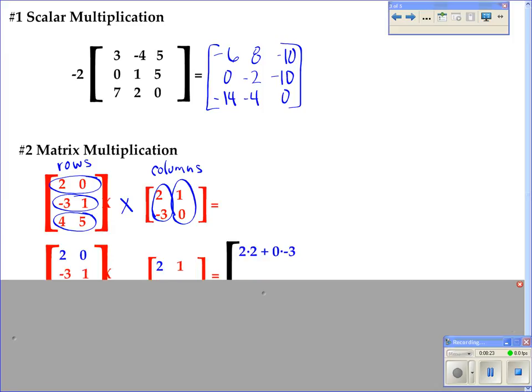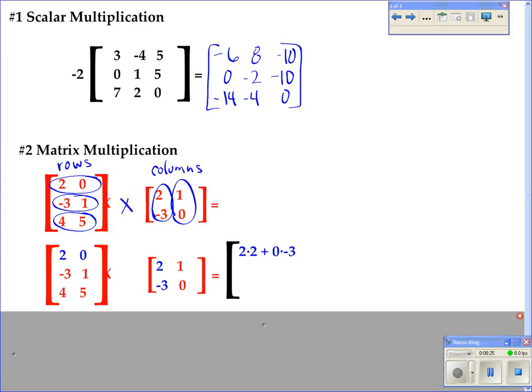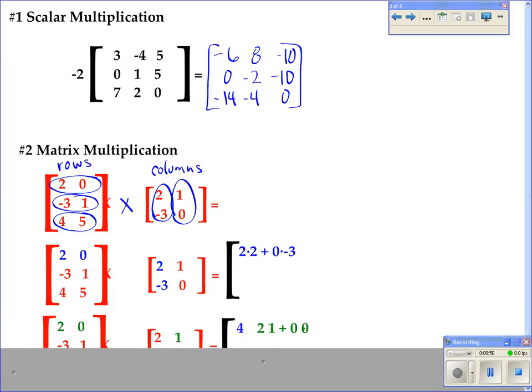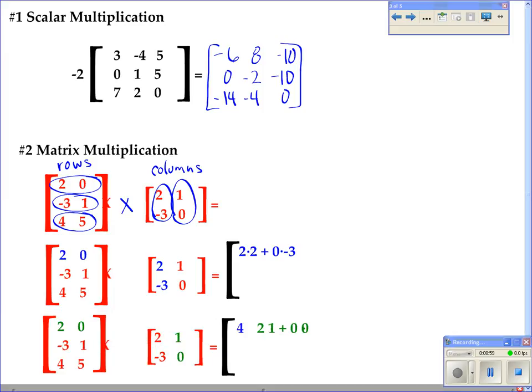Here's how this works. You don't need to continue to rewrite this over and over again. If you have the notes printed out, great. But you only need to write down this problem once. I am just very slowly spelling out how I'm getting these answers. So you're going to take 2 times 2 and 0 times -3. The first number times the first number, second number times the second number, and then you add those two together. So that's what I wrote over here. 2 times 2 plus 0 times -3, which is 4.